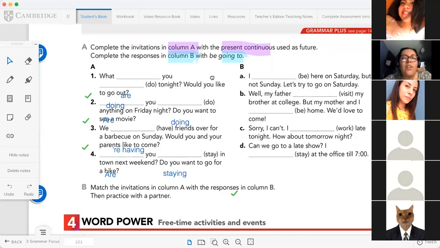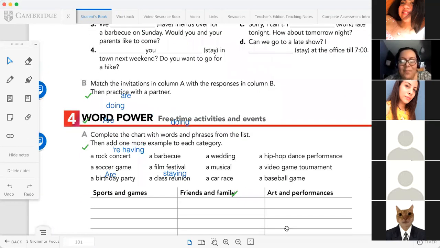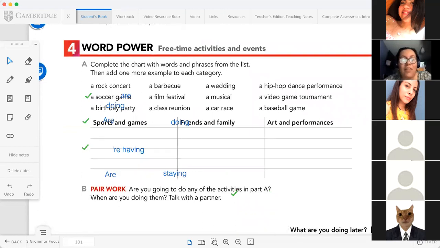Okay. All right, so over here, text. Okay, over here, we have some vocabulary. This is vocabulary that you also checked. Okay, you also practice with this. So here we have complete the chart with words and phrases from the list. And in this case, the words are, of course, the vocabulary that you check, super basic, a rock concert, a soccer game, a birthday party, a barbecue. Barbecue, remember, it's son las carnitas asadas, okay? A film festival, a class reunion, a wedding, a musical, a car race, a hip hop dance performance, a video game tournament, a baseball game.